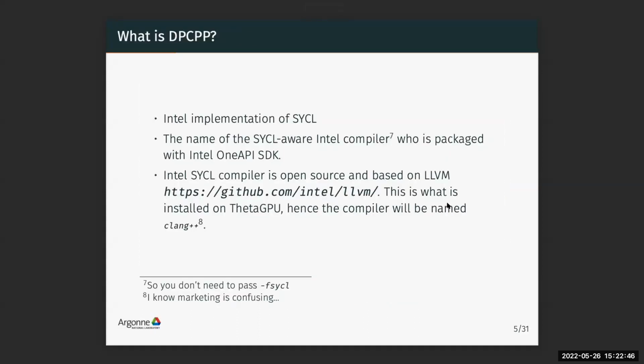So what is DPC++? I show you, and it's a little confusing because of marketing reasons. But DPC++ is three things. It's the Intel implementation of SYCL. So that means Intel has a SYCL implementation, and they may have some extensions, this kind of thing. But yeah, it's called DPC++. It's also the name of the compiler, which is just a thin layer around their open source compiler, packaged with the Intel oneAPI SDK.